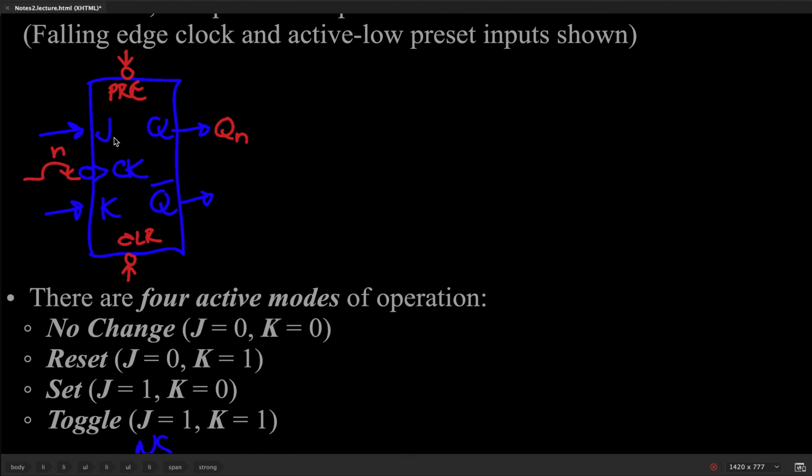Now J stands for jack and K stands for kill. So you can imagine jack must make the output high and kill must make the output low, and this is what happens. First of all, if J and K are both 0, nothing happens. Notice that got around the problem with the not allowed mode with that latch. That's helpful. To reset the flip-flop, I make K equal to 1, and I keep J equal to 0.